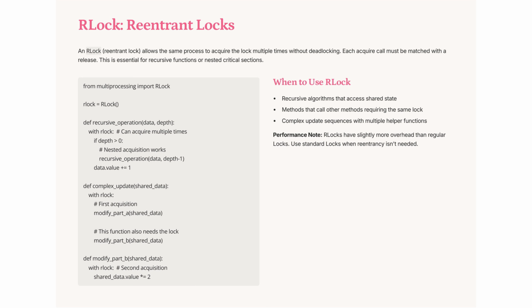An RLock allows a process to acquire the lock multiple times, crucial for recursive functions or nested critical sections. Each acquire must be matched with a release, ideal for recursive algorithms accessing shared state or complex updates with multiple helper functions. Note, RLocks have more overhead than standard locks, so use them only when necessary.